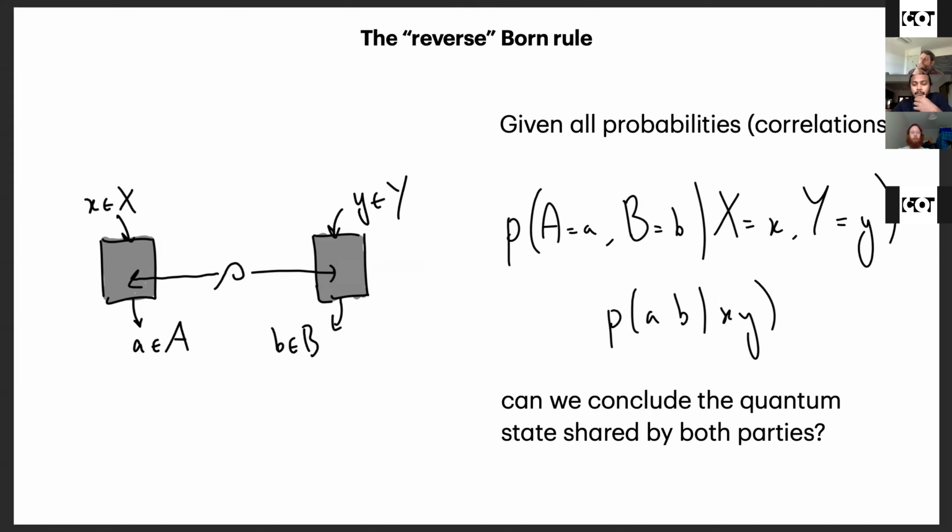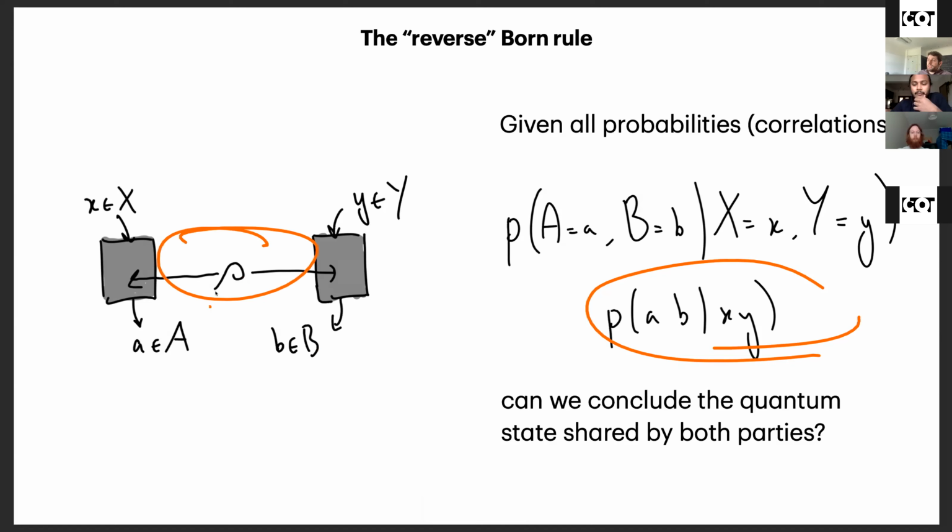So what do we know? Well, we get access to some statistics, right? We keep using these devices, we plug in inputs and we get outputs, and we can generate some statistics, some probabilities. So we've got P of AB given XY. Formally we have P is A equal to A, B is equal to B, conditioned on X equal to X, Y equal to Y. But yes, so I'm going to be shortening that to P of AB given XY. Okay, so we're given these probabilities, and given these probabilities, we want to conclude something about this shared quantum state here that the two parties have access to.